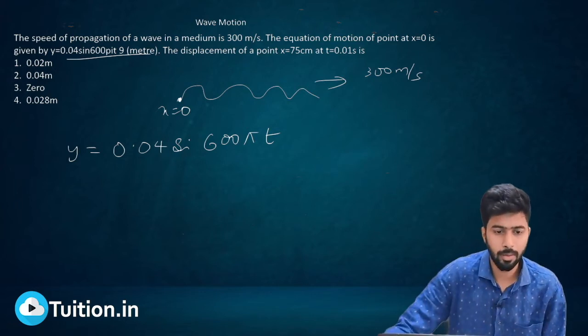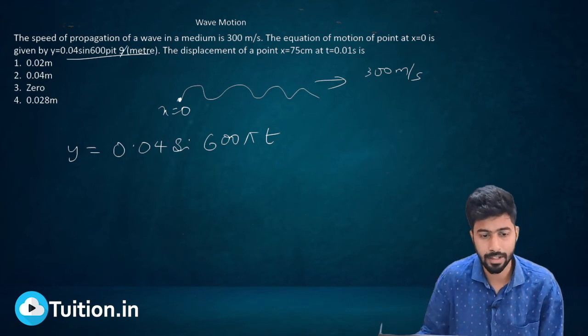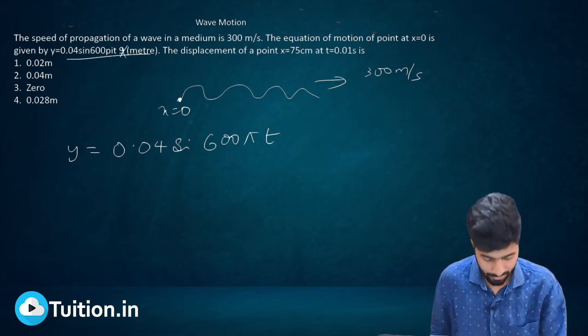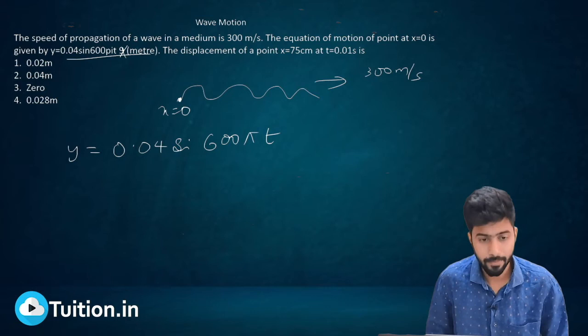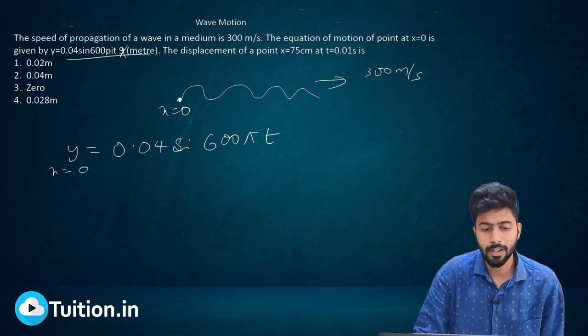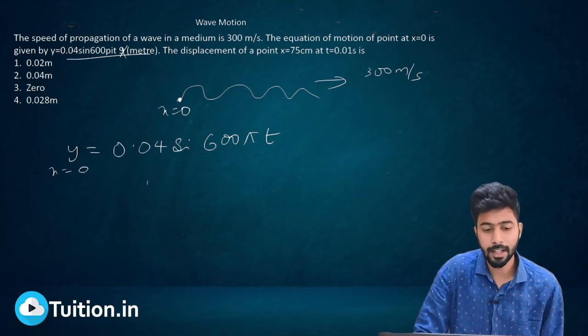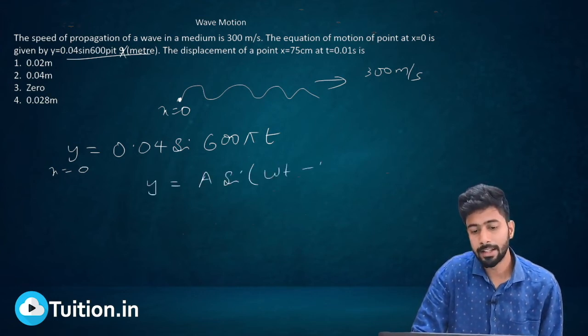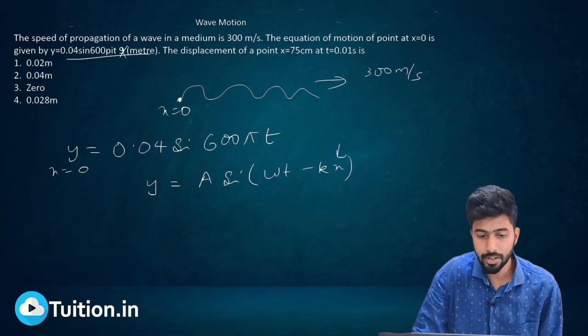Yeah, forget about this 9. There's no 9 here. It's just 0.04 sin 600πt meters, right? This is for x equal to 0. So your wave equation must be something like y equals a sin(ωt − kx), wherein if you put x equal to 0, then you'll get this.